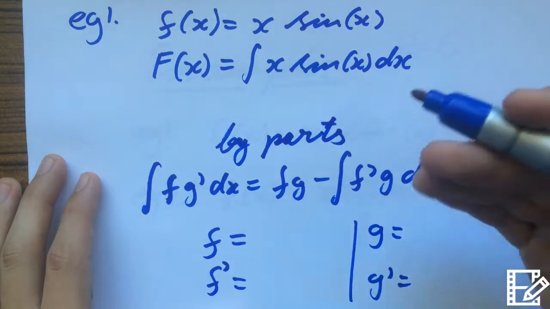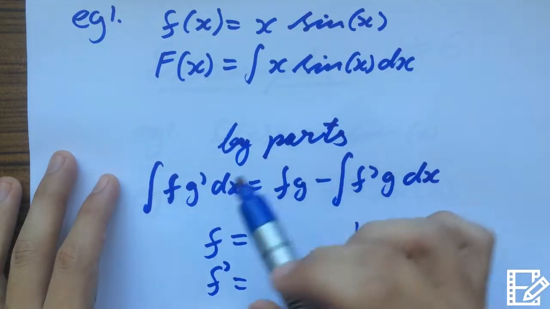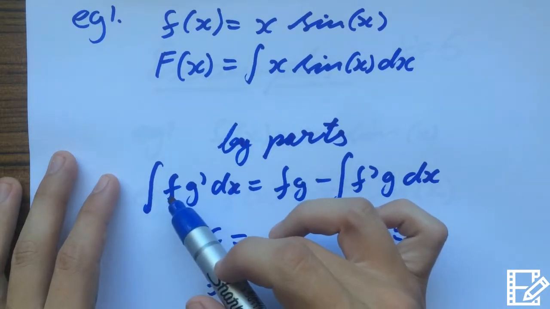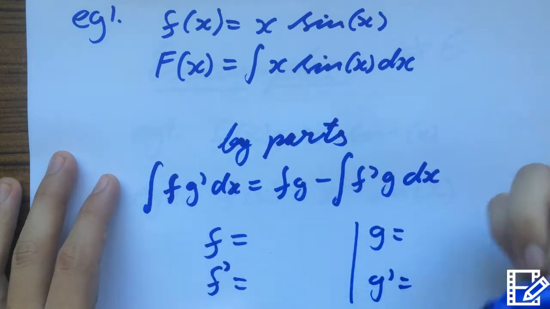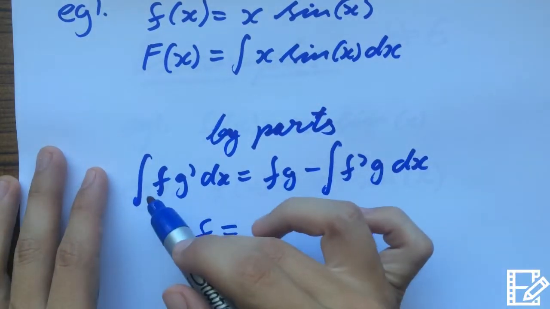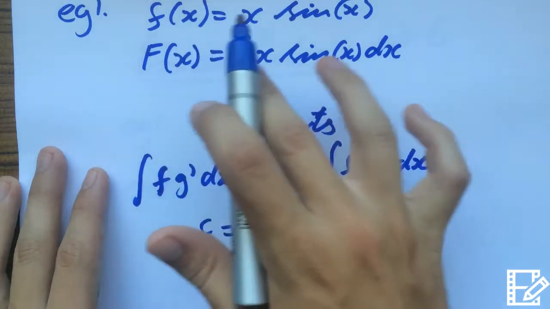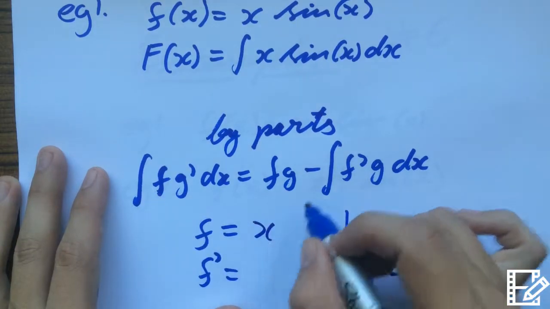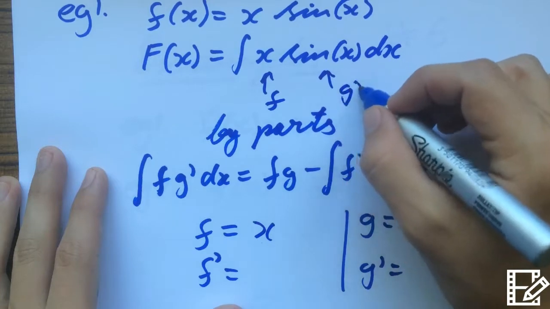But when you're using things like natural logs and exponentials, you tend to want to make f be that exponential or log, because when you find the integral of it, it gets painful. But in this case, we just have an x and a sine x. So we're going to call f x, and we're going to call sine x g dash.